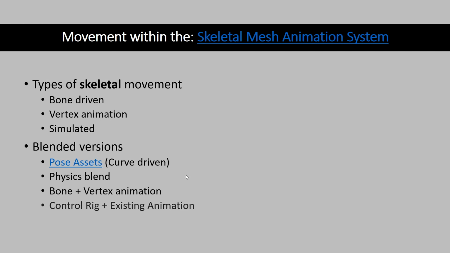Finally, there's ways of adding control rigs on top of existing animation. And this is done a lot with motion capture files, where a motion capture sequence can be done and then a control rig can be put on top of that and used to modify or retarget existing animations in different ways to make them useful for different scenarios.